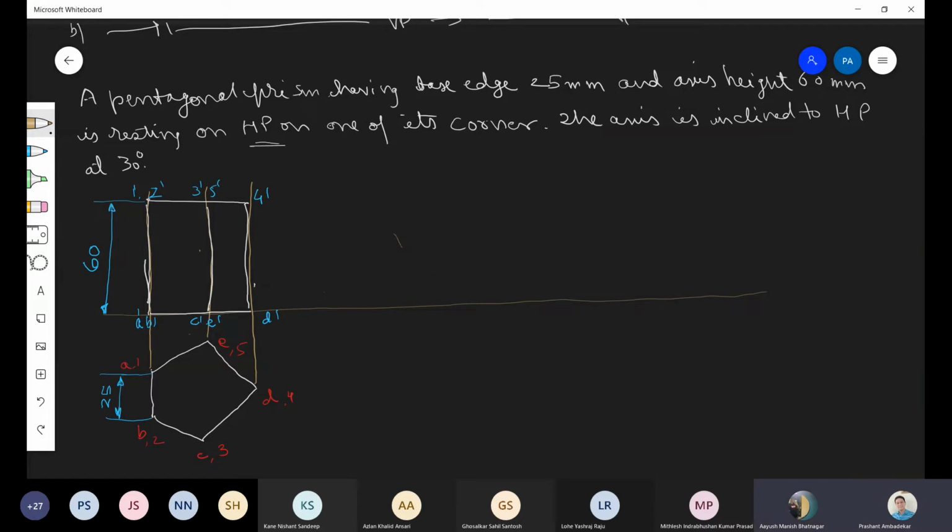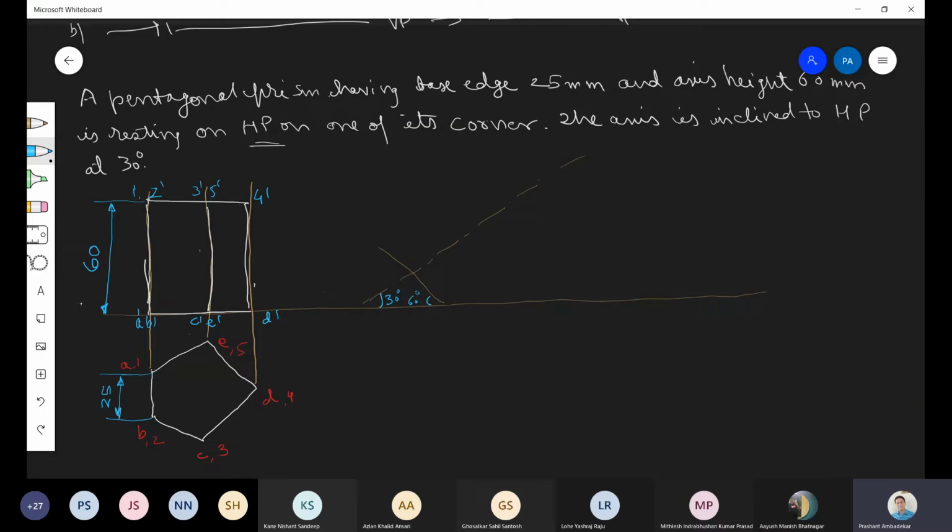Sir 45, right? No, 30. No. 60 degree, correct. Because axis is inclined to HP at 30 degree. Which is axis? So this is axis. See, this is axis. And this angle should be how much? 30 degree. This angle should be 30 degree. So this angle should be how much? This should be 60 degree.